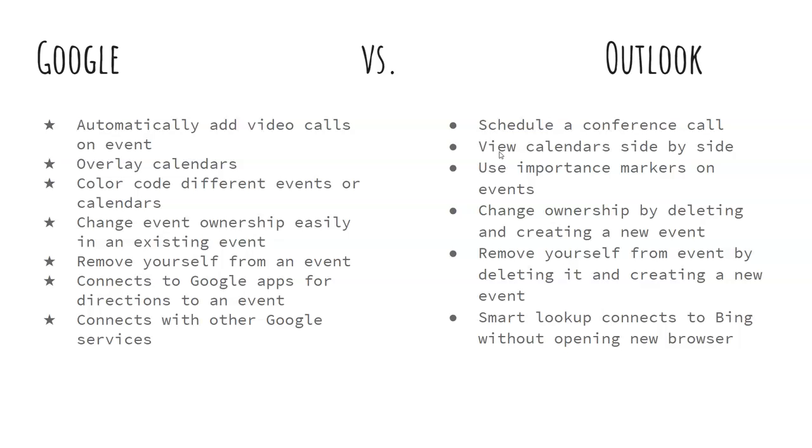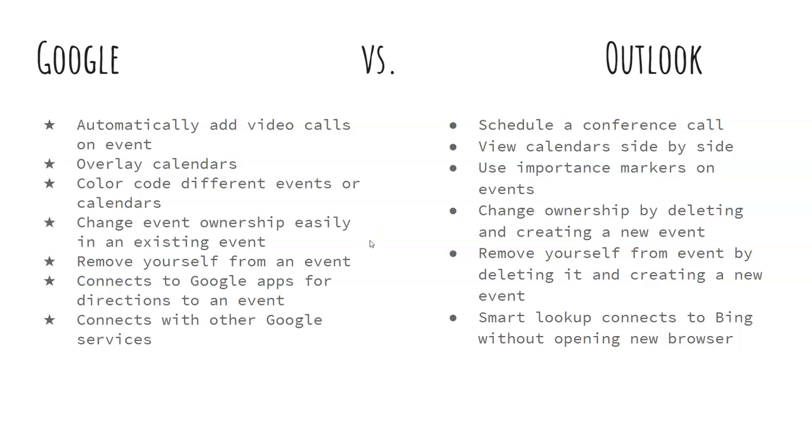And then in Google, you can color code different events or make different calendars different colors, so it's easy to see the differences. In Outlook, they have important markers that can kind of highlight different events if you need to.